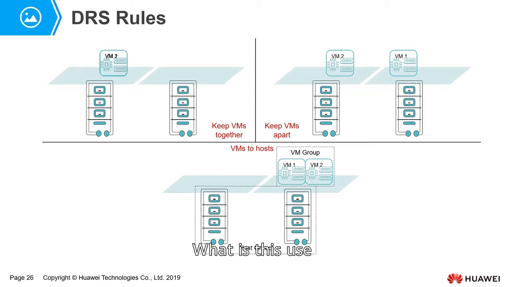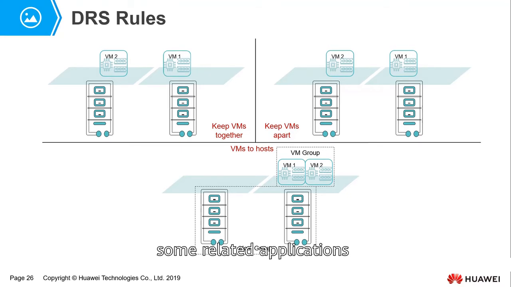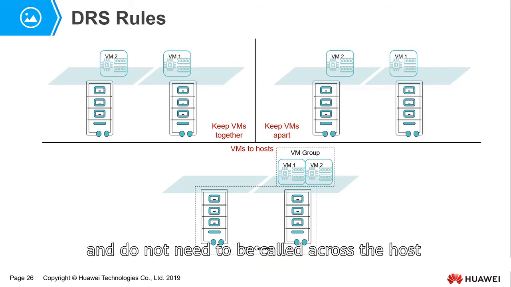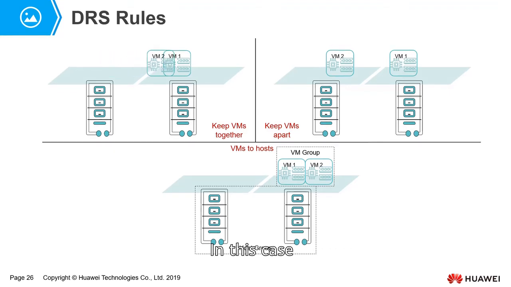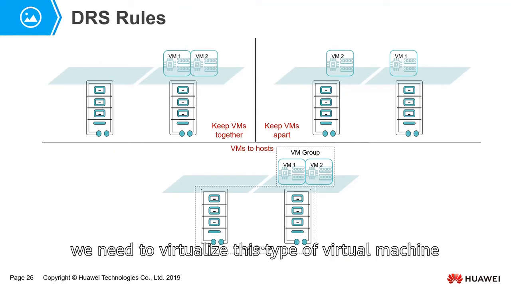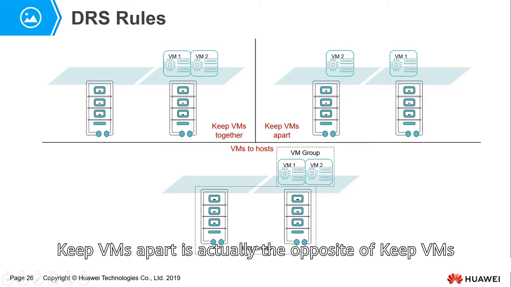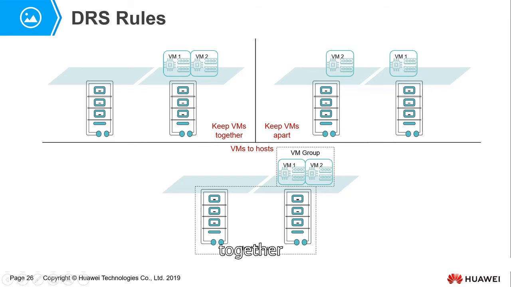What is this used for? For example, some related applications call each other faster on the same server and do not need to be called across hosts. In this case, we need to put these types of virtual machines into the same group to keep VMs together. Keep VMs apart is actually the opposite of keep VMs together.